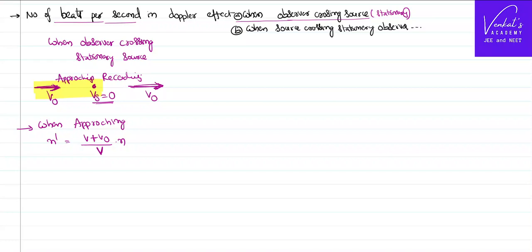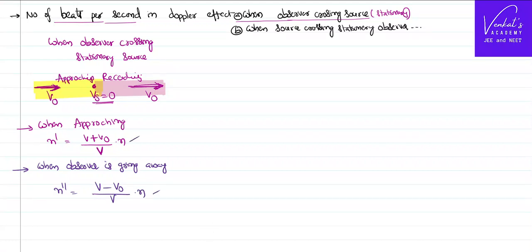Now let's talk about the second case, when the observer is going away from the source, when he is receding. When the observer is going away from the stationary source, the apparent frequency is less, so N double dash is (V minus VO) by V into N, the same observer, the same value. So N dash and N double dash are not equal, they are different. It's very clear that N dash is greater than N double dash. So a certain number of beats are generated per second.